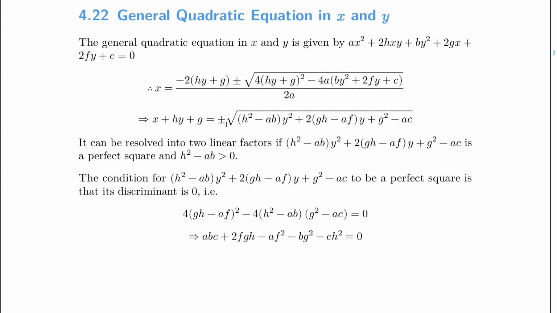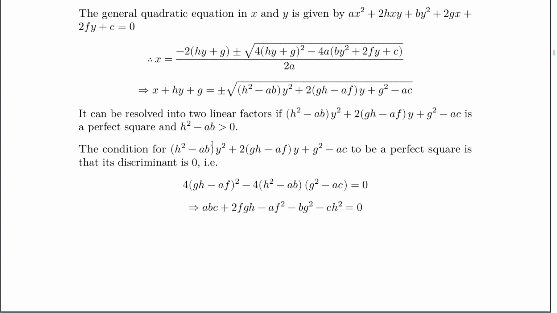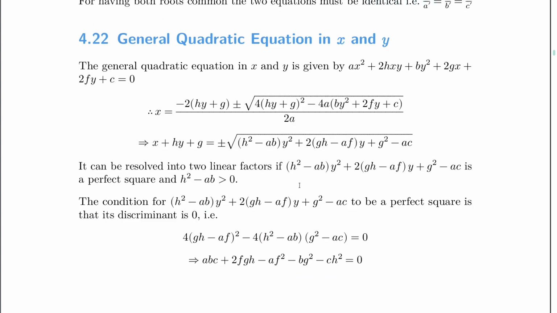So this can be resolved into linear factors only if (h square minus ab) y square plus 2(gh minus af) y plus g square minus ac is a perfect square and h square minus ab is greater than 0. So this will be a perfect square if its discriminant is 0. That is 4(gh minus af) whole square minus 4(h square minus ab)(g square minus ac) is equal to 0. So the condition is abc plus 2fgh minus af square minus bg square minus ch square is equal to 0.